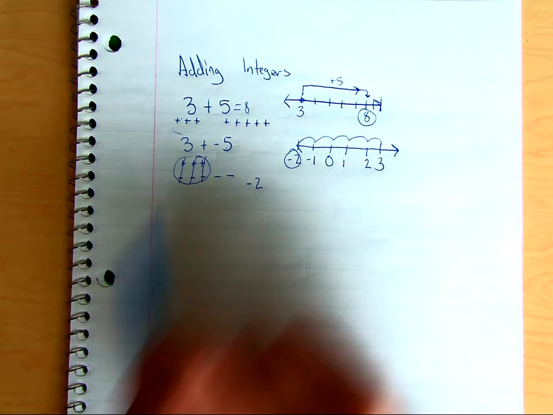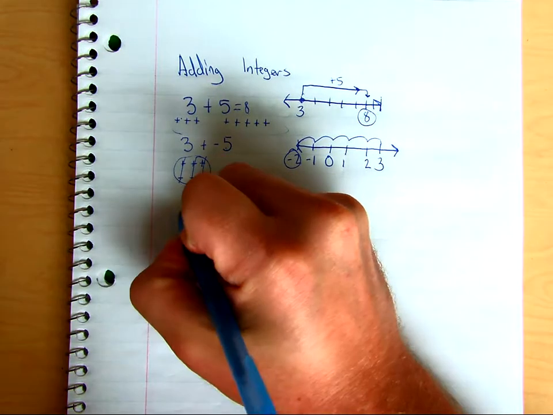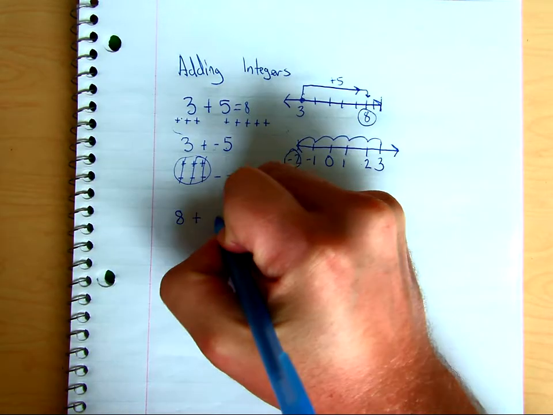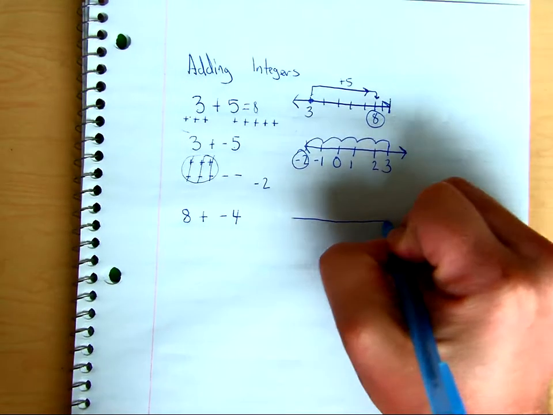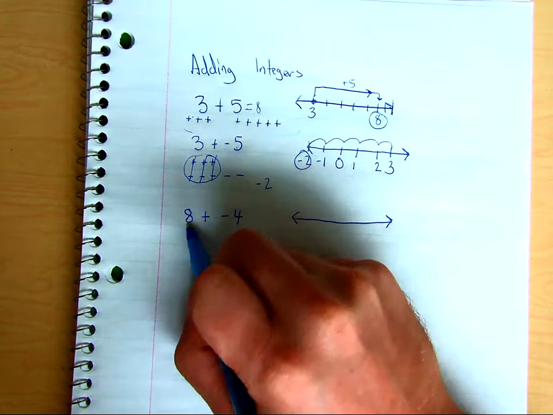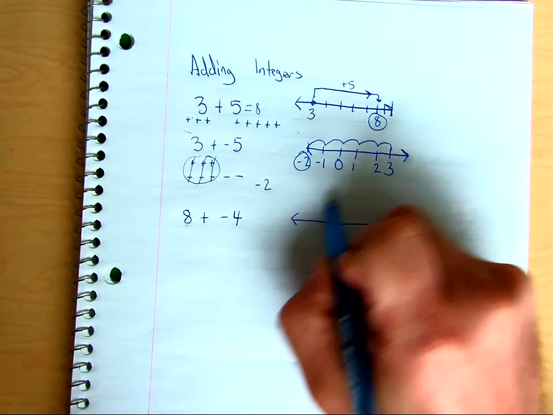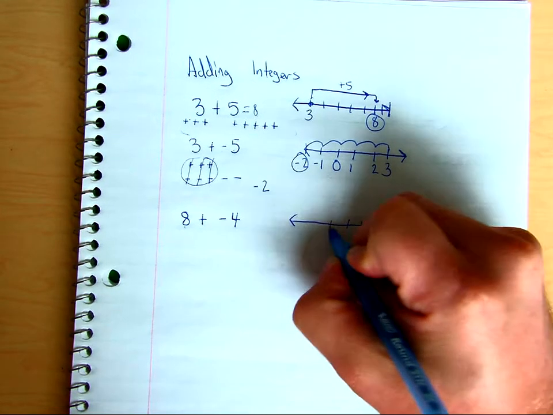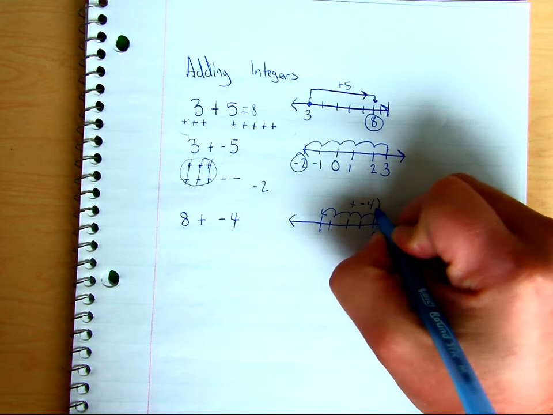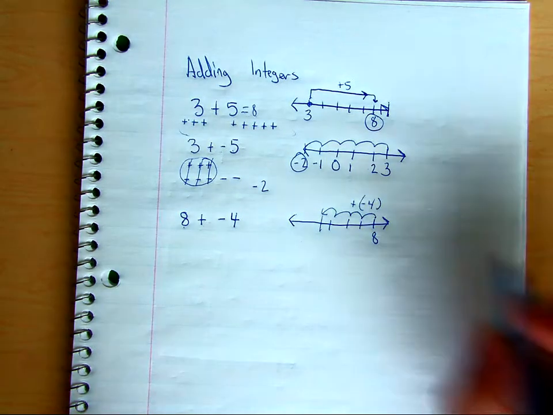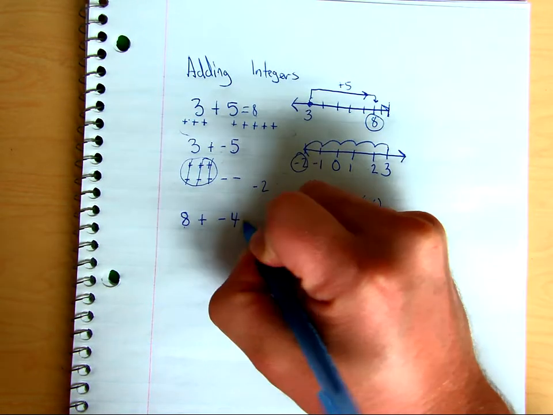If you have a positive and a negative number, we could do the models. That totally works. We'll do another model so you can see that. So let's say 8 plus a negative 4. I can make a number line. Starting at 8, I'm going to add a negative 4. But remember, when I'm adding a negative, I'm going to the left. 1, 2, 3, 4. So I'm going down 4. That's adding a negative 4. So that would be 7, 6, 5, 4 is my answer.